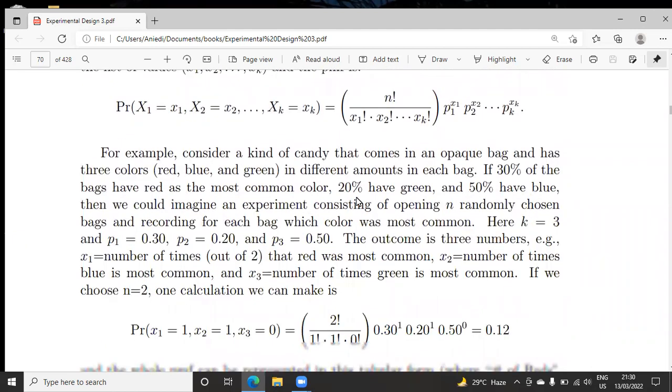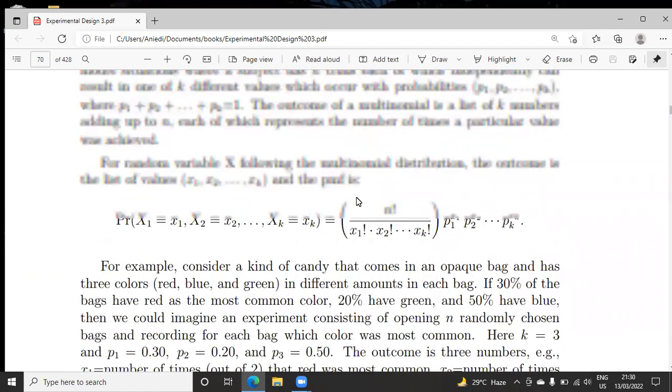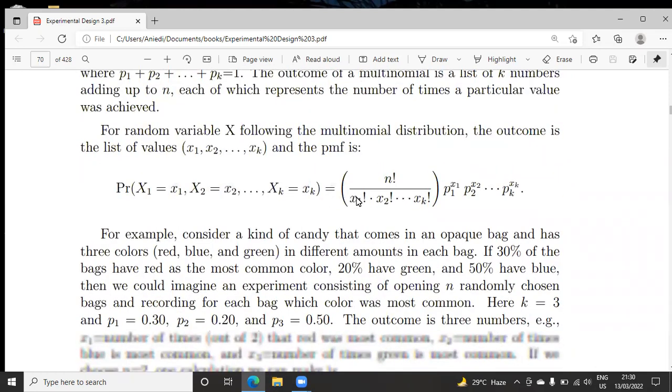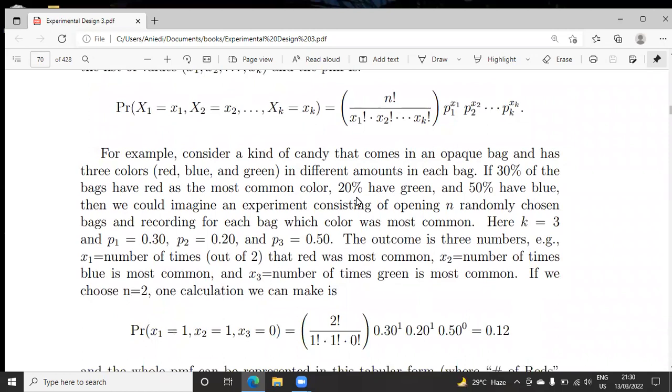So in such a case, we might use a multinomial. We might say, what is the probability of having certain attributes? For example, the example in this text has to do with picking red, blue, and green candies from a sack, a bag. So they gave, this is what has been previously recorded as successes.